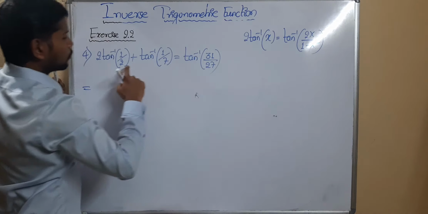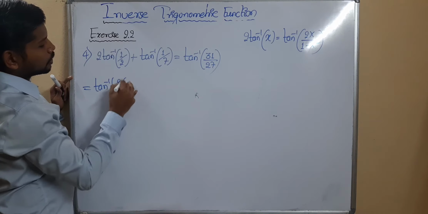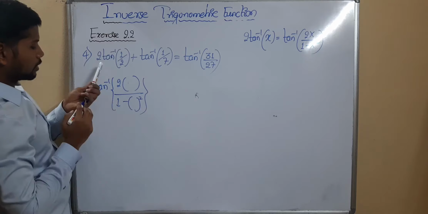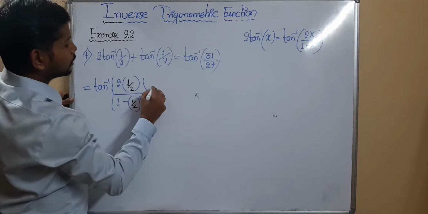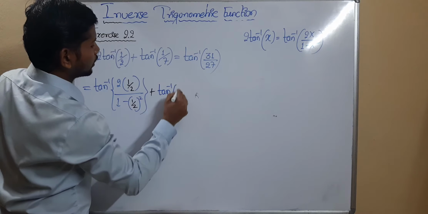X value will be 1 by 2. It will be tan inverse of 2 into x value, divided by 1 minus x value square. Okay, now what is the x value here? Yes, 1 by 2. Here also 1 by 2. Let the other term stay as it is, tan inverse of 1 divided by 7.